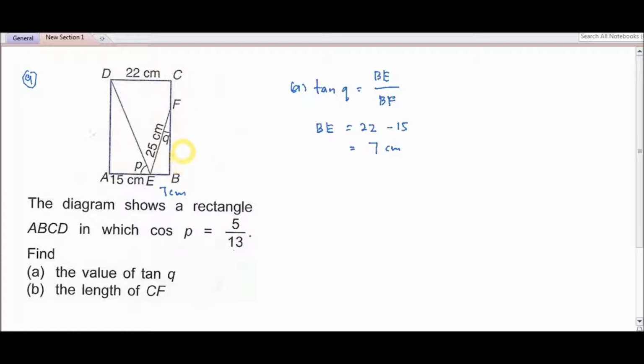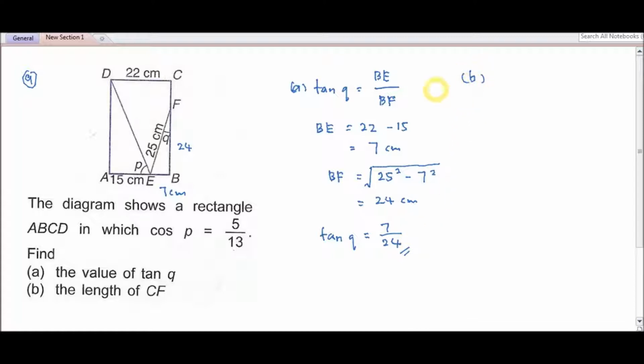Okay, now here we know 7. And if you want to find the BF, use the Pythagorean theorem, right? So BF is equal to the square root of 25 squared minus 7 squared. You will get 24 centimeters. Here's 24. Okay, now tangent Q will be equal to BE 7 divided by BF 24. Now you have the answer, 7 over 24.